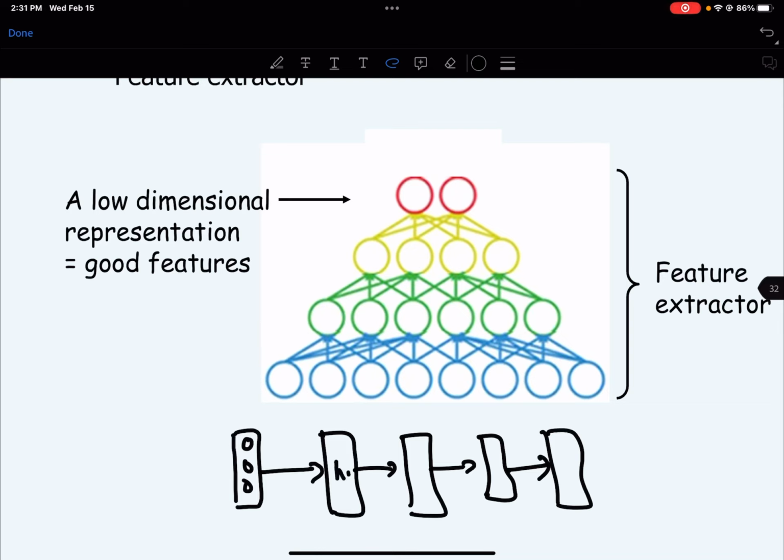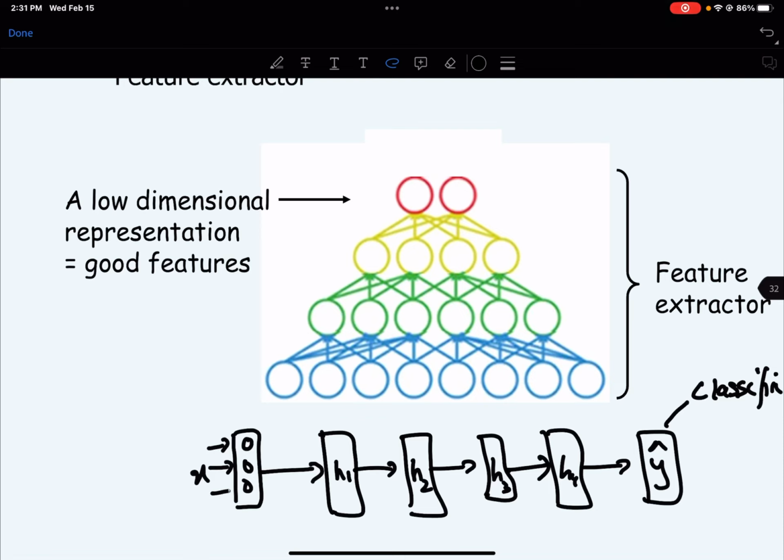So we have H1, then hidden H2, H3, H4, and then we have Y, maybe a classifier. And this is your input X. And we have weights that we have trained in this.